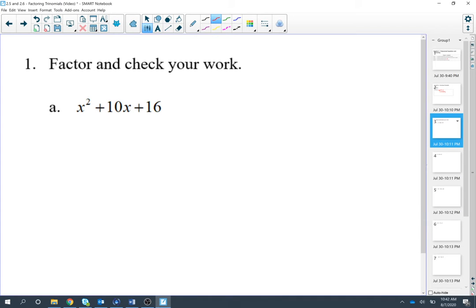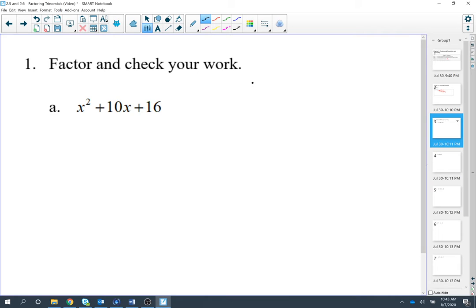Now, this is specifically factoring trinomials. Trinomials means we have three terms. So if you look at letter A, you have x squared plus 10x plus 16. And in order to do this, there's a lot of different ways to factor, but I really like factoring by grouping, and you're going to see here what I mean in a minute.